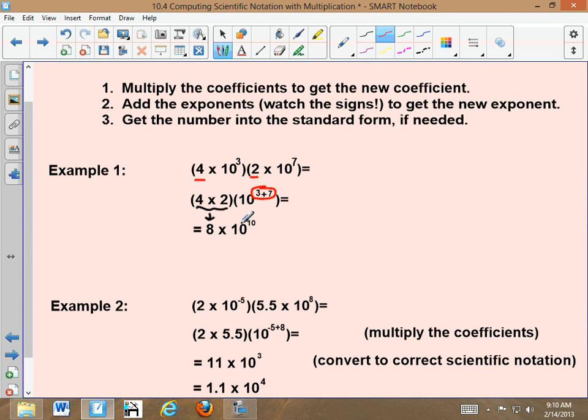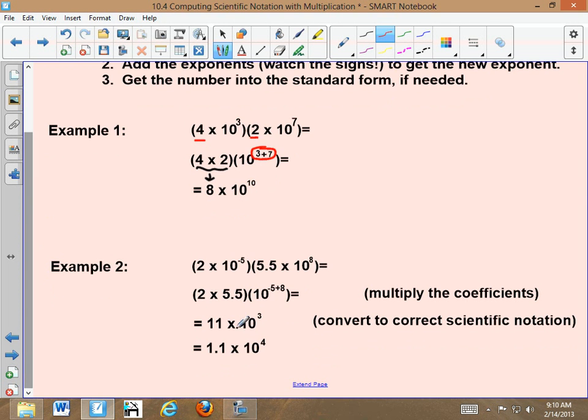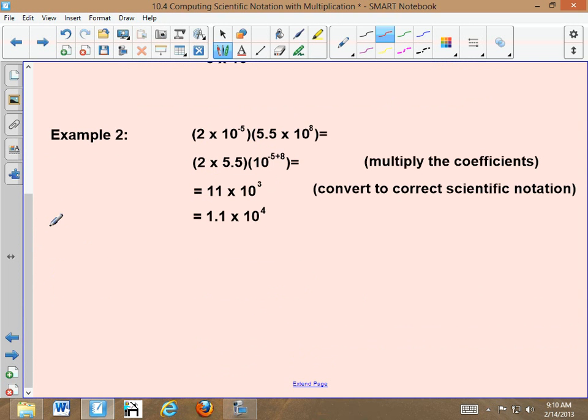Here is the exception. In scientific notation, you can have a negative exponent because it's telling you where to move the decimal. This is the only time you can have a negative exponent. Let's look at example 2.